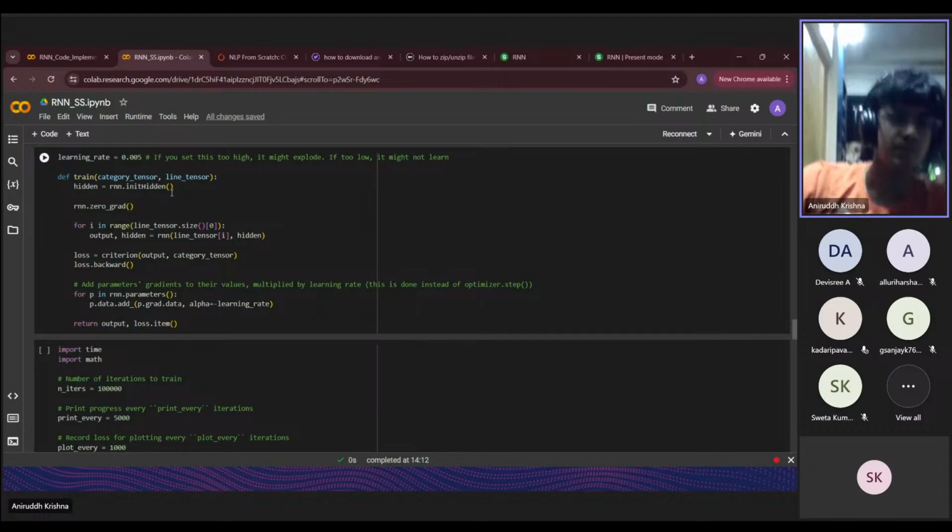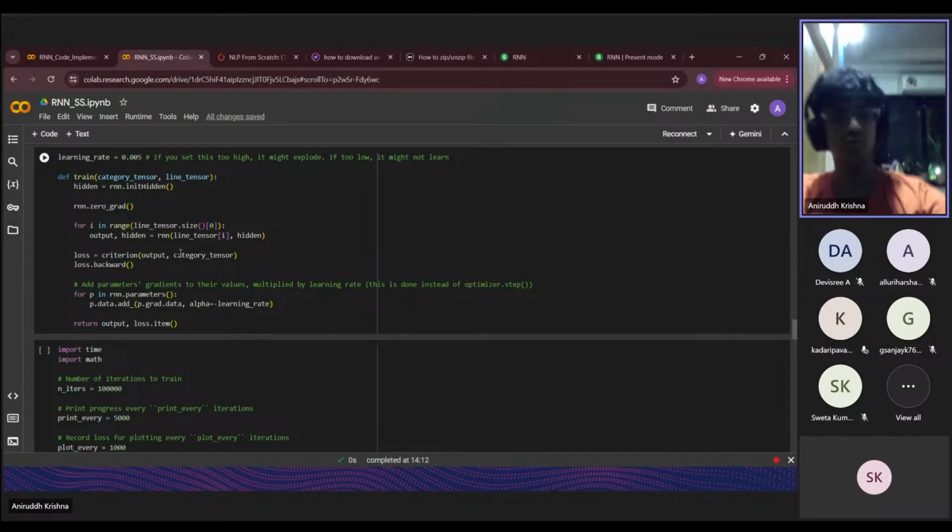Now the train function, first of all, here I've defined the hidden state using the function init hidden. I could also do it using torch.zeros, but I just chose to do it this way. rnn.zero_grad would just initialize all the gradients to 0. I don't want any redundant values of the gradient hindering my progress afterwards. So for i in range line_tensor.size, I'll be getting output and hidden for every single letter back to back. Therefore, the for loop.